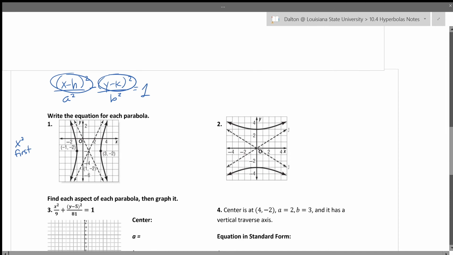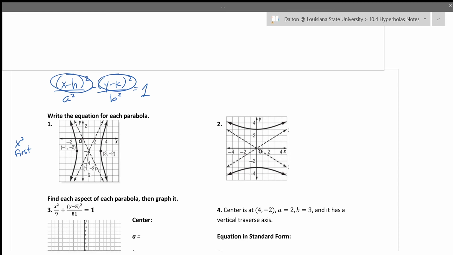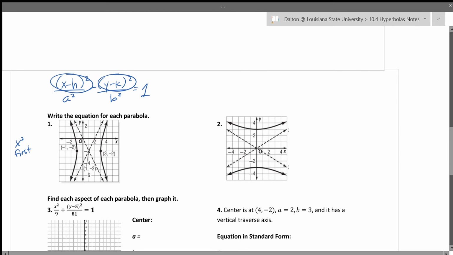Okay, our center point is the intersection of the asymptotes. The bolded curves are part of the hyperbolas, but the center point is going to be the point directly between them. So this coordinate here, h, k, our center point, will be 1, negative 2. And then to finish writing the equation, we need a and we need b.